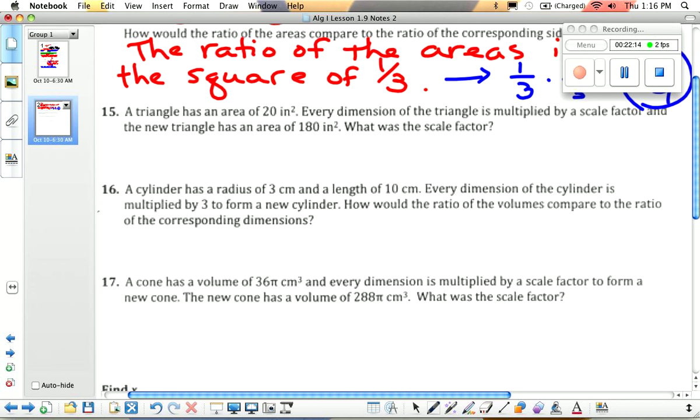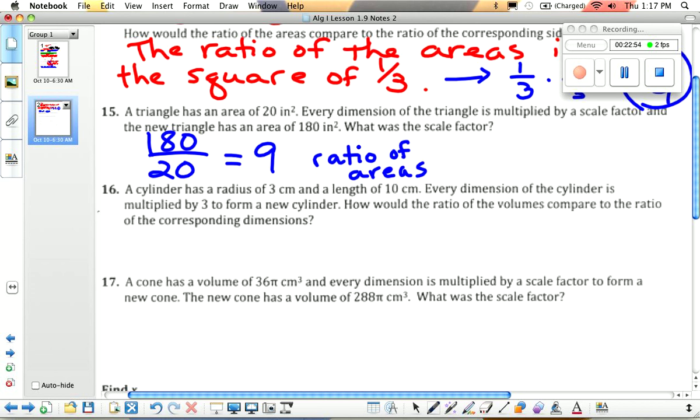How do you think we could get this? Do you think you really want to go through all the work of having to set up, draw a picture, and do everything else? And Nikki? You take 180 inches squared over 20 inches squared. Yeah, set the area of the new one over the area of the original one and divide it out, and what do we get? 9. That's the ratio of the what? Scale factor. No, we just found the ratio of the areas. Ratio of areas is 9.